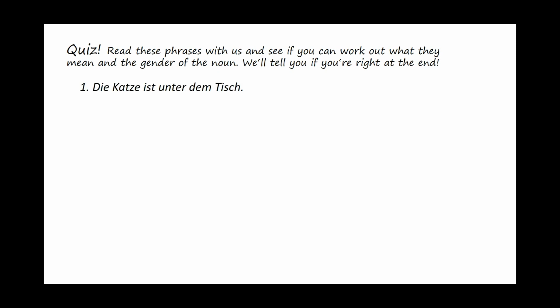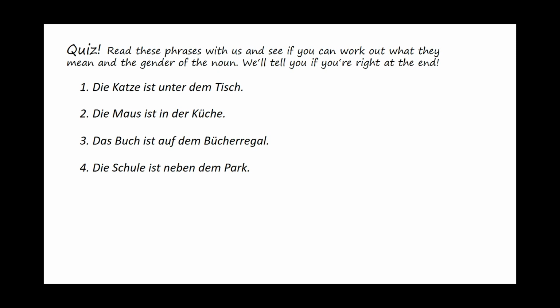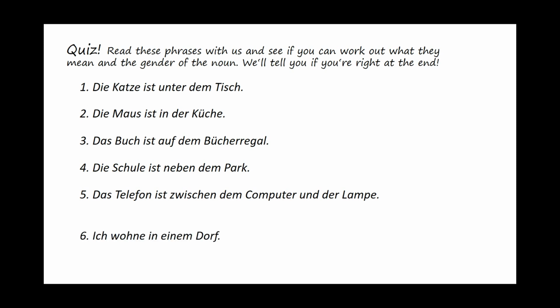Here we go. Die Katze ist unter dem Tisch. Die Maus ist in der Küche. Das Buch ist auf dem Bücherregal. Die Schule ist neben dem Park. Das Telefon ist zwischen dem Computer und der Lampe. Ich wohne in einem Dorf. So we can see each of them has a preposition: unter, in, auf, neben, zwischen, and in. So hopefully you can remember what they meant.